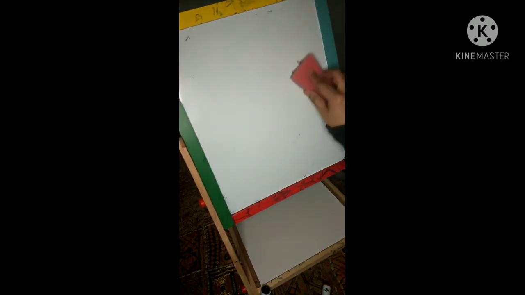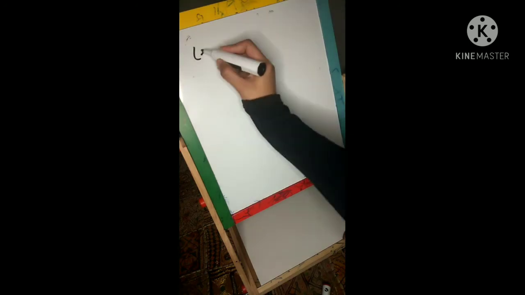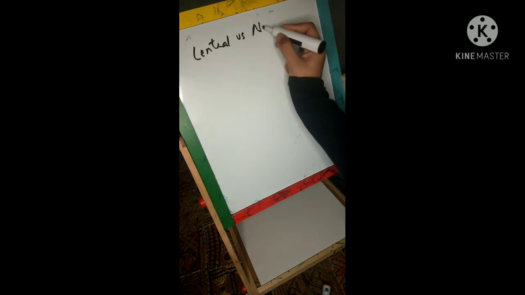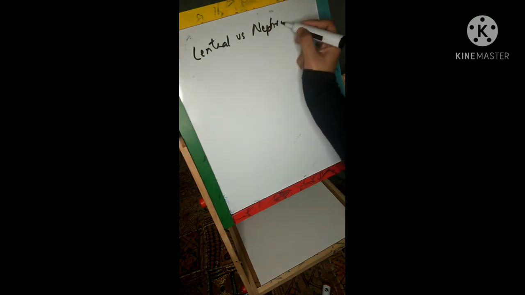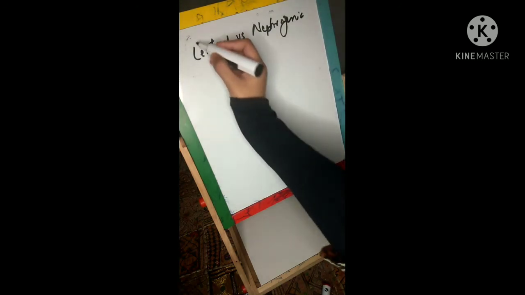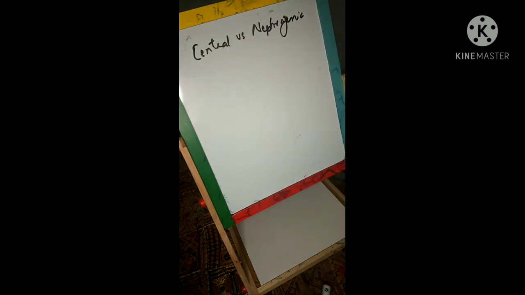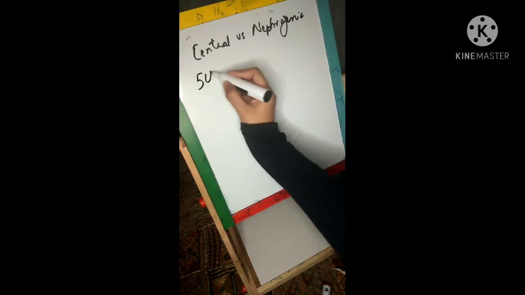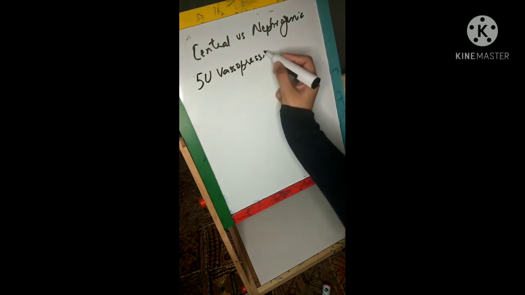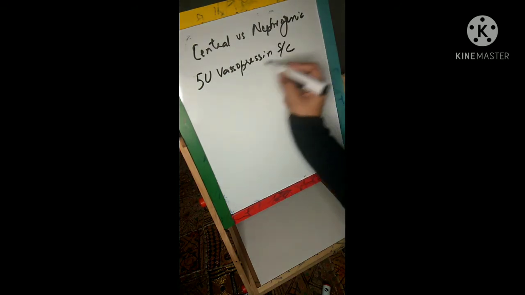Now next I will tell you how we can differentiate between central and nephrogenic diabetes insipidus. Basically, in nephrogenic diabetes insipidus, there is impaired reabsorption and the defect lies within the kidney. While in case of central, we have central causes such as brain tumors, trauma, head trauma, I already mentioned.